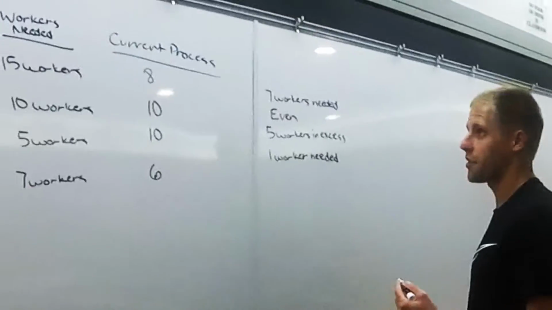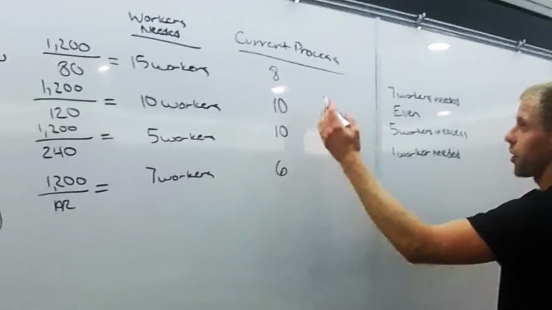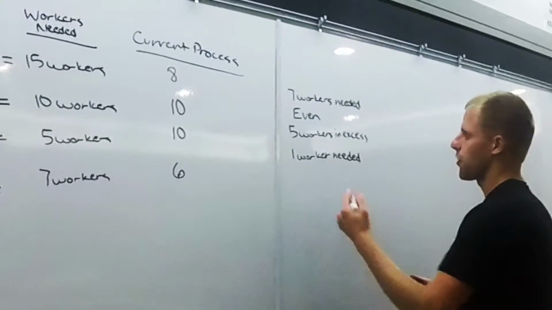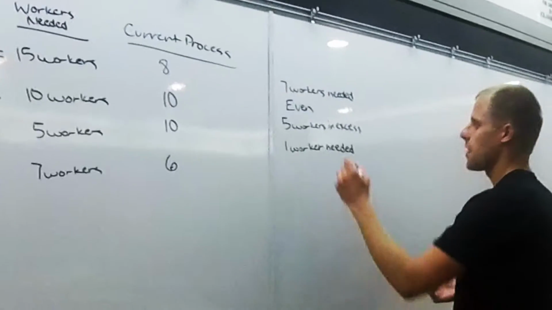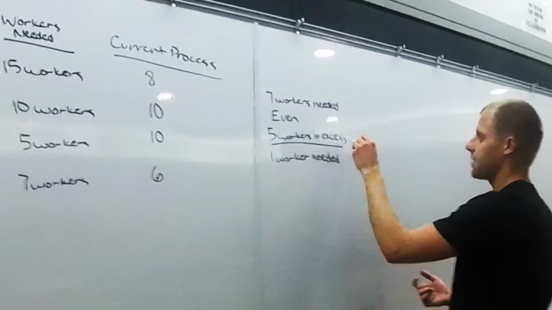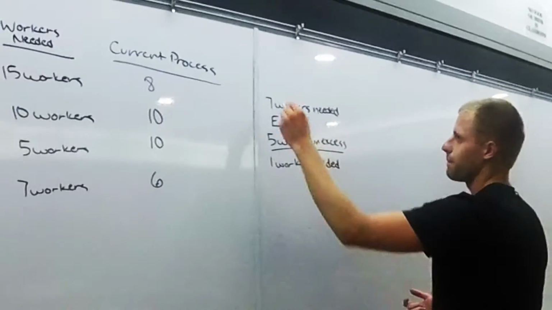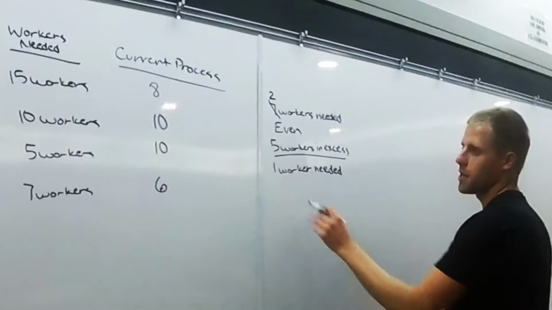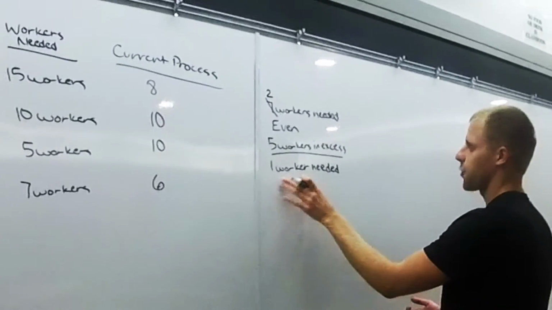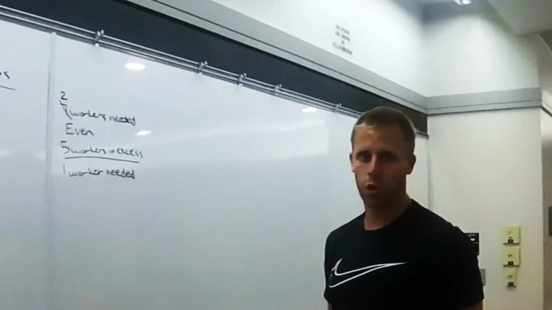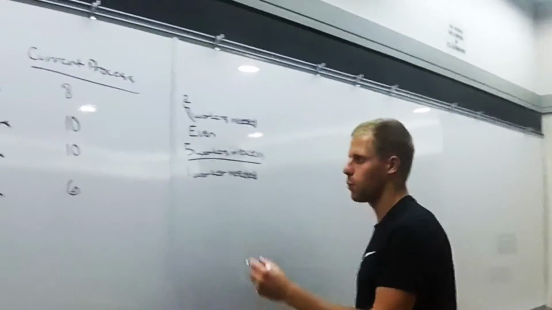So based on our analysis of our workers needed in our current process, we can see that we have a few excess and a few needed. So what we can do with line balancing is take our 5 workers in excess and reallocate them to the 7 workers needed. So now we only have 2 workers needed, and for the folding and packaging process, we only need 1 worker. So what we need to do is hire 3 additional workers in order to meet the 1,200 new demand.